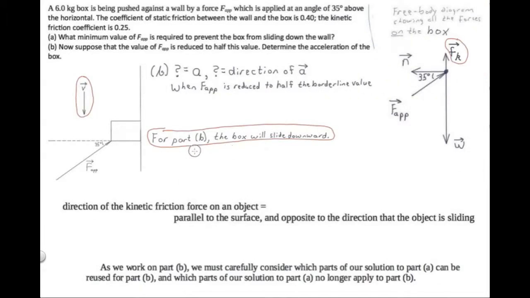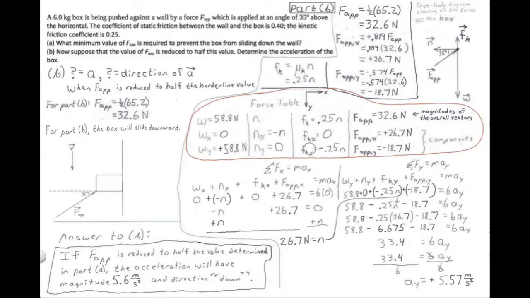Now let's work on the free body diagram for part B. We've decided that in part B, the box will be sliding. So, for part B, we apply kinetic friction, not maximum static friction. The kinetic friction force exerted by a surface on an object points parallel to the surface and opposite to the direction that the object is sliding. We've decided that in part B, the box will slide down the wall. So the direction of the kinetic friction force will be parallel to and up the wall. For part B, there's no need to make any other changes to the free body diagram that we used in part A. Now let's work on the force table for part B.